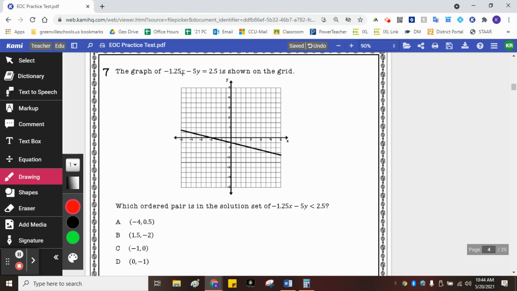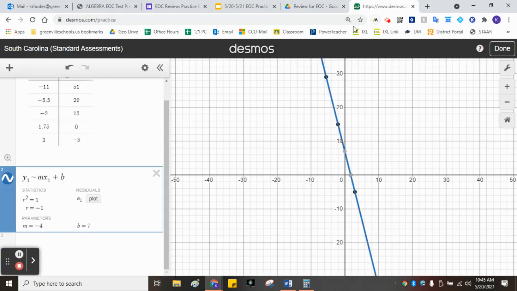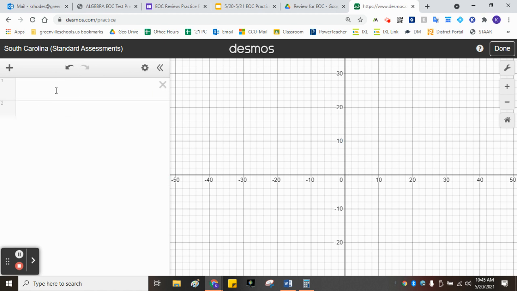All right. This graph is shown on this grid. Which ordered pair is a solution to this? This is a tricky question because a lot of people will say this is less than and they shade below. But if you solve for y, which is how you graph it, you're going to divide by a negative and flip the sign, and you'll be shading above. So if I were you, I get this question, graph this in Desmos. Graph in Desmos. Don't need this.